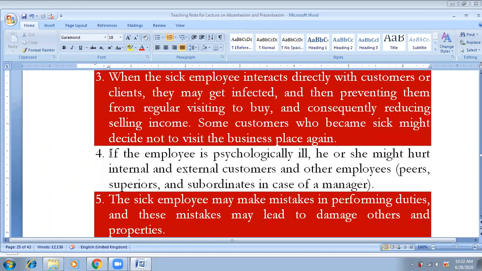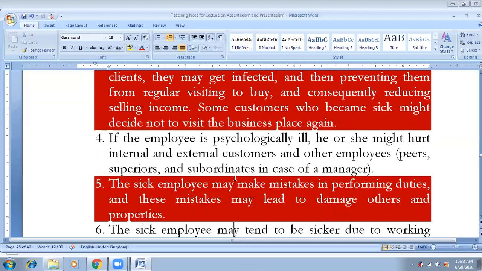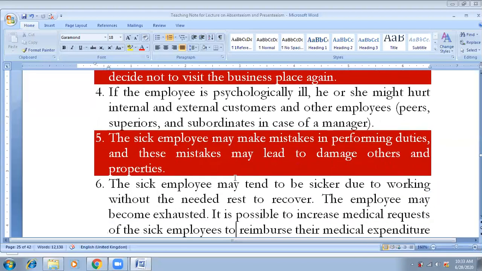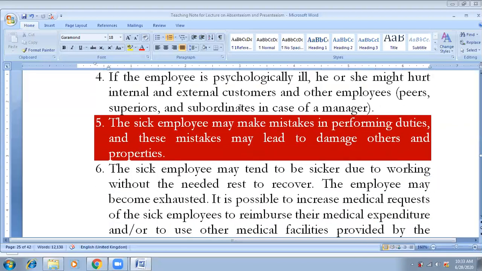Then the fourth bad consequence of presenteeism. If the employee is psychologically ill, he or she might hurt internal and external customers and other employees, psychologically: peers, superiors, and subordinates in the case of a manager. There are some incidents that happened in Sri Lanka, but depending on the time, I don't think the time allows it, because we have to do some activities that have been scheduled.